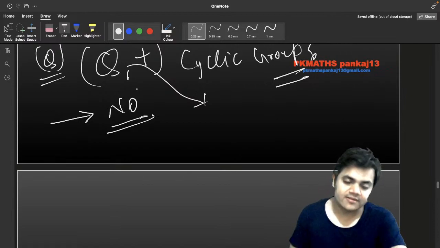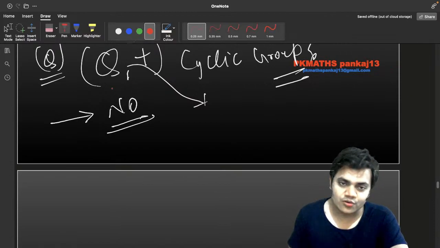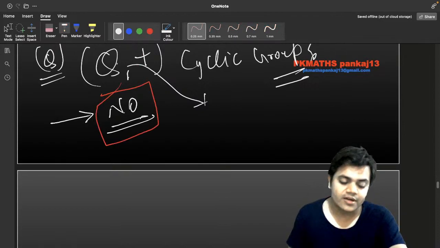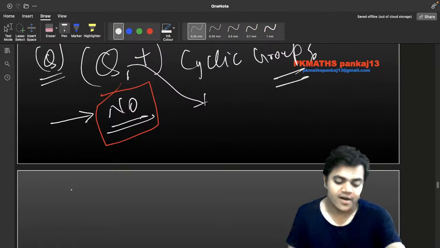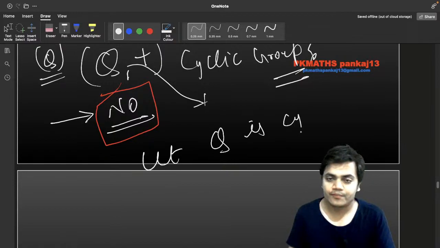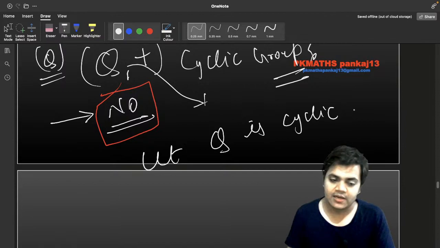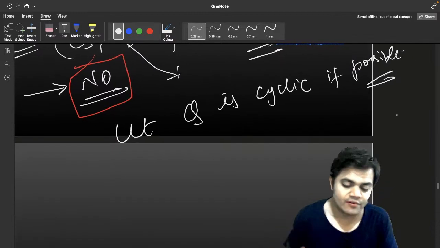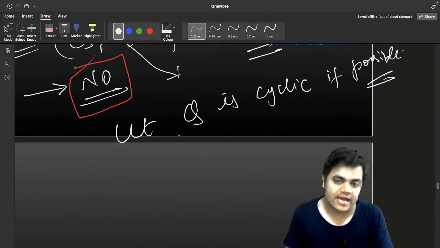But what happens? Actually the answer is no. Because we are not able to find any generator in Q. How can you justify it? Certainly we can take, let Q be cyclic, if possible. Suppose Q is cyclic, if possible.